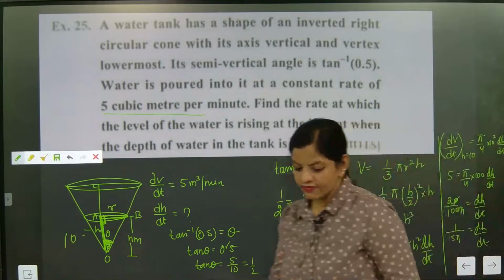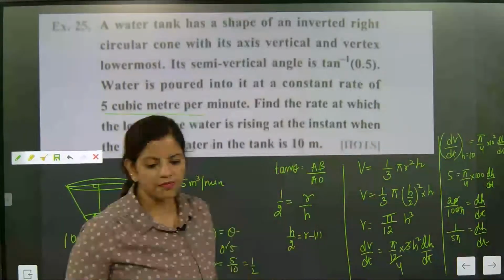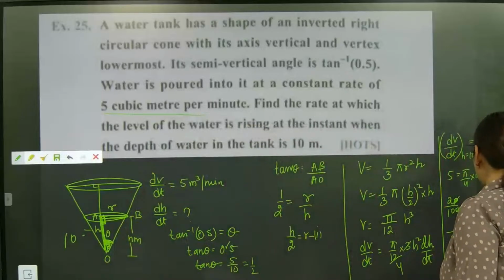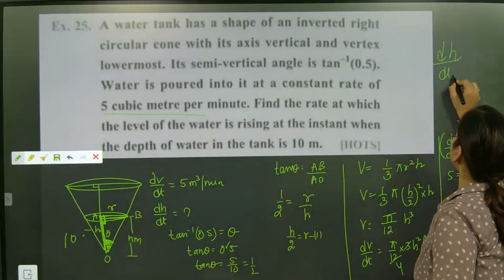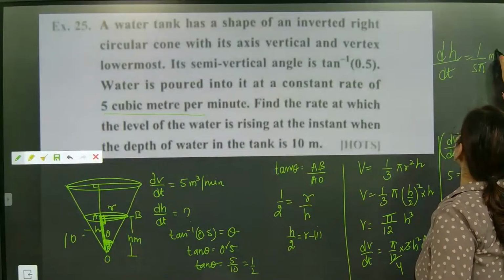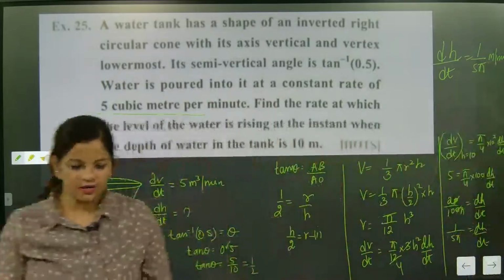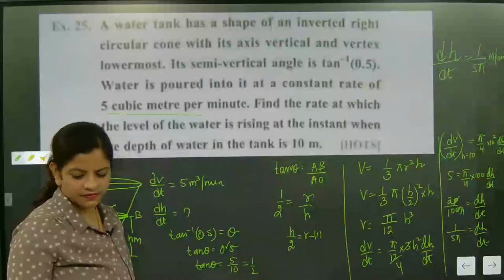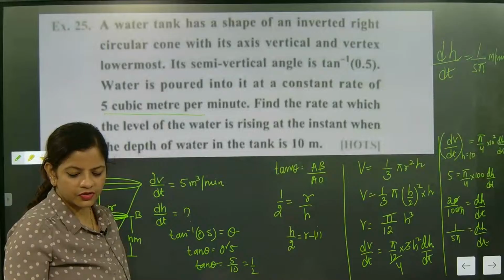1 by 5 pi is equal to dH by dt. And what is the unit given? Meter per minute. So the final answer, the rate of change of height, is 1 by 5 pi meter per minute. I hope you have understood this one.